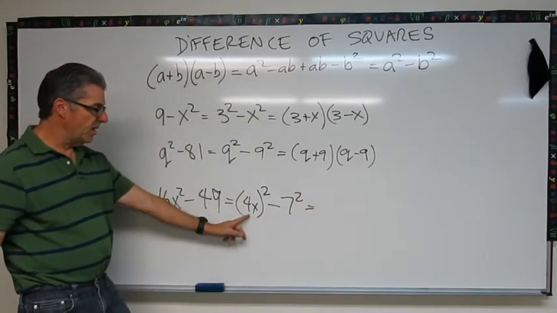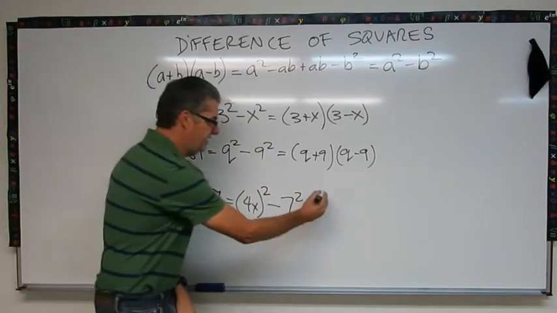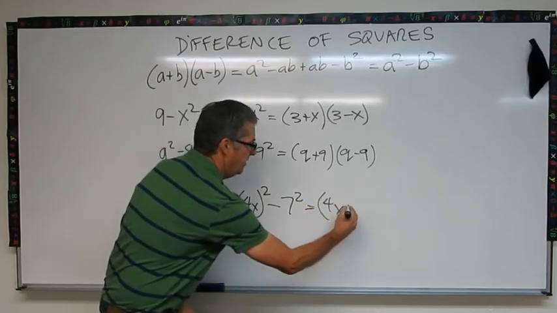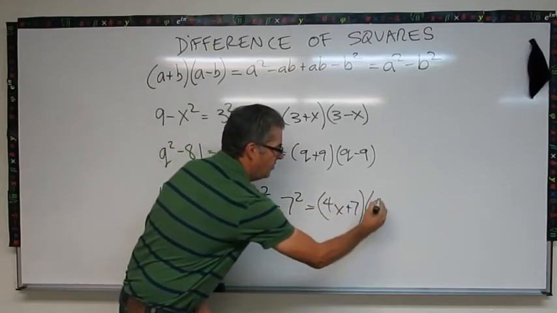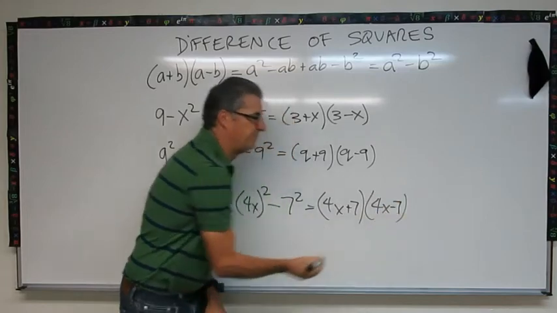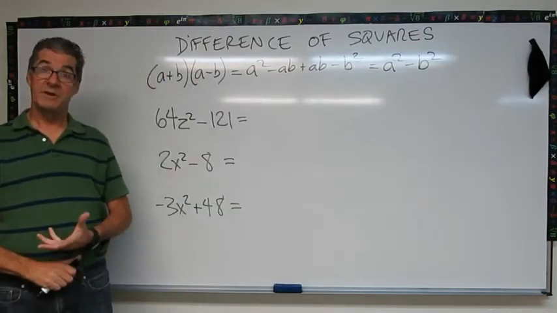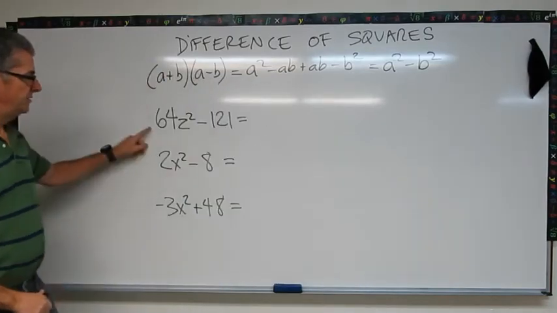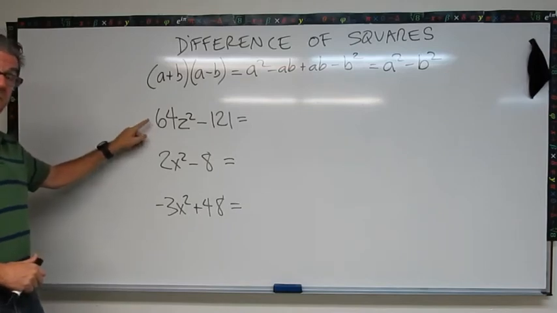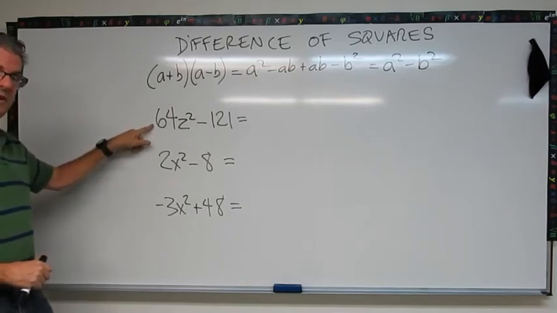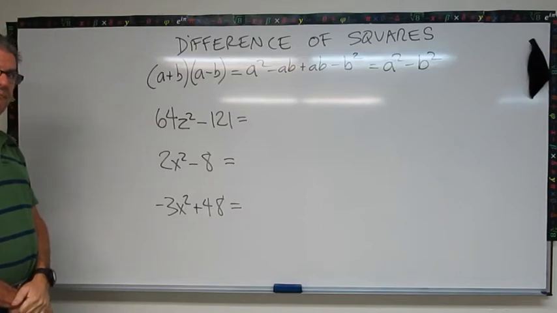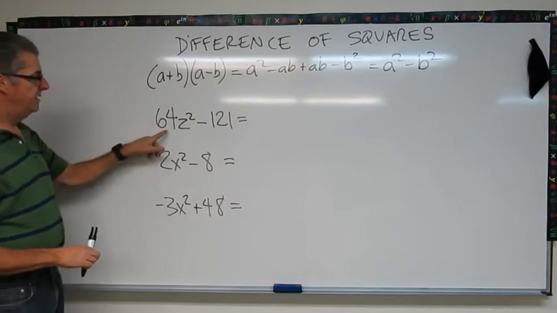So one thing squared minus another thing squared, that gets us 4x plus 7 times 4x minus 7. Okay, 3 more problems in this lesson. Check this one out. Now you should be able to do this. It's very similar to the last one we did, so pause the video and give it a shot. Okay, let's see how you did.